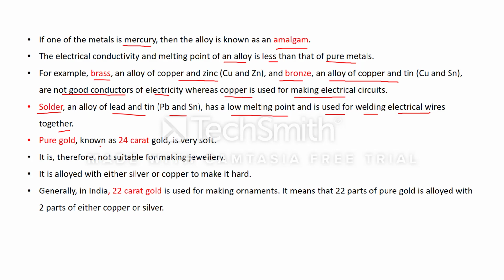Pure gold. This is 24 karat gold. Actually, purity of gold is measured in carats. If this is 100% pure, then this is considered 24 karat gold. It is very soft. Therefore, it is not suitable for making jewelry. It is alloyed with either silver or copper to make it hard. And generally in India, 22 karat gold is used for making ornaments. Now, how is this 22 karat gold made? It means 22 parts of pure gold is alloyed with 2 parts of either copper or silver. Then we will get 22 karat gold.